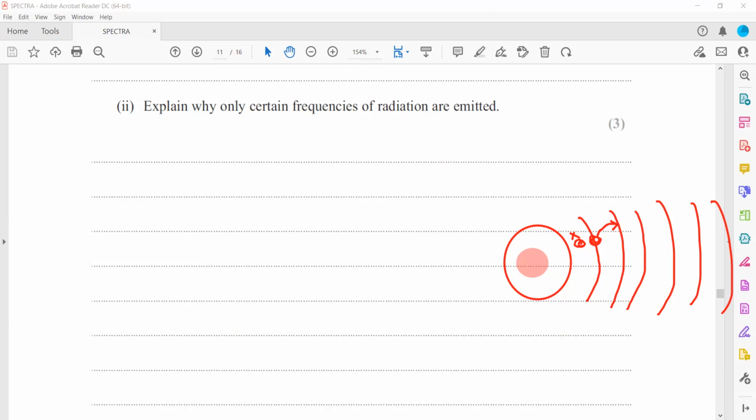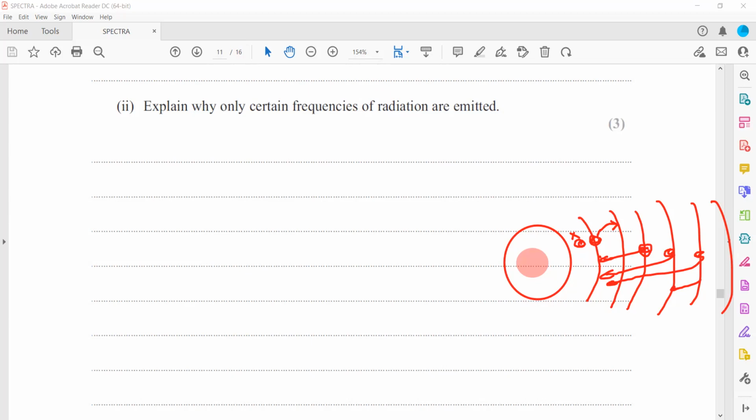So when you write the answer, you will mention that electrons exist in certain or specific energy levels. And only certain energy changes are possible, because if an electron jumps from the fourth shell, or from the fifth shell to the first, specific energies can be emitted, not all energies. And the energy which is emitted depends on the frequency or the wavelength of the radiation.